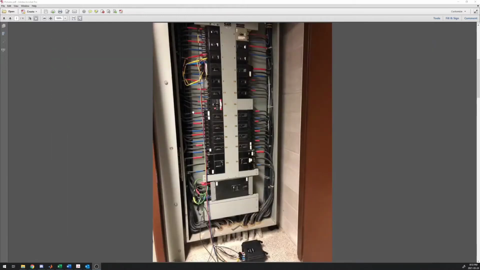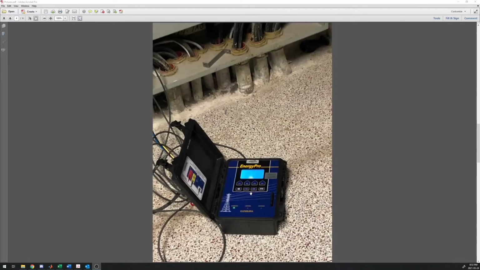Here are some of the pictures that we took for the installation. Here we can see the breaker panel, the bus, and here's our device at the bottom. We scroll down, same picture again, the Energy Pro Analyzer, and we set it up for a week.